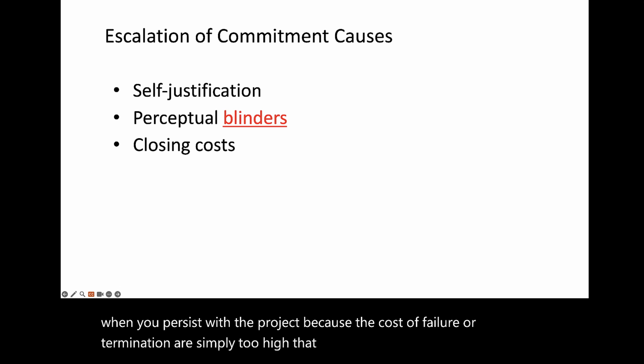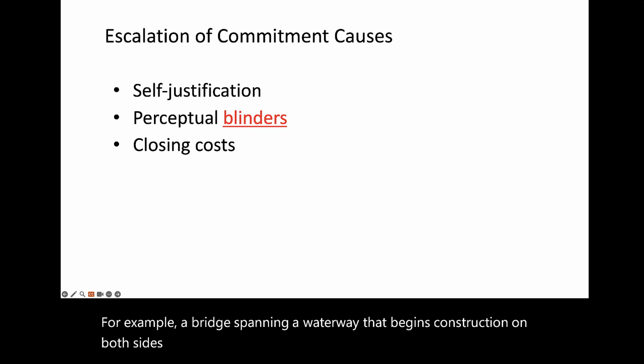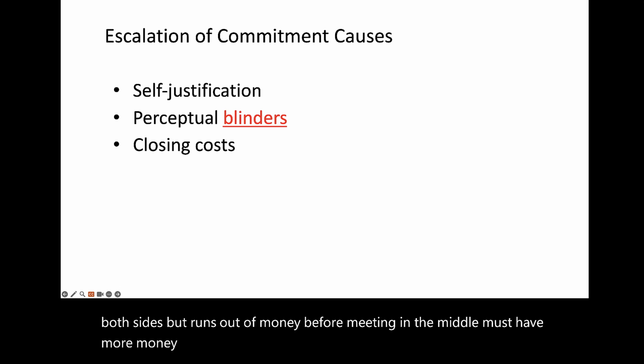For example, a bridge spanning a waterway that begins construction on both sides but runs out of money before meeting in the middle must have more money thrown at it because a half-finished bridge is worthless.